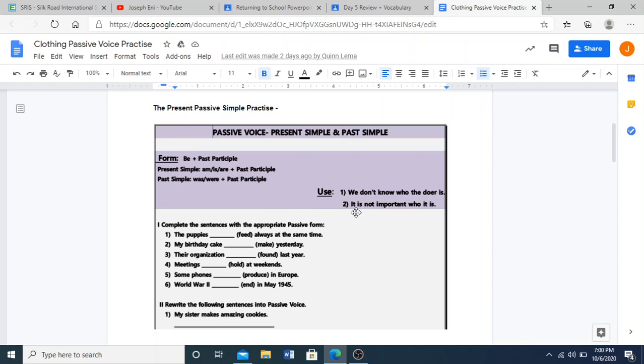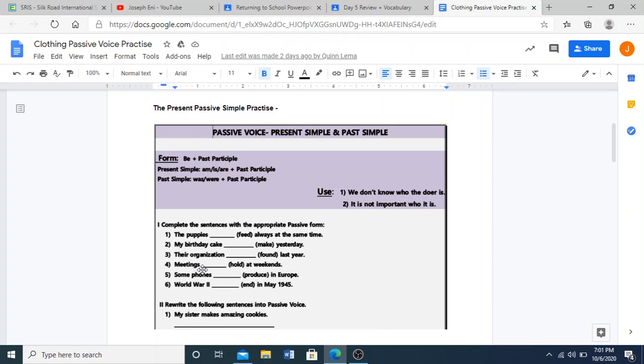Now, how do we use it? We don't know who the doer is. If you don't know who the doer is, there's no need to put an agent. Okay? It is not important who it is. In these cases, we don't use the agent by whoever does the action in two cases. The first case is if we don't know who the doer is, and the second is if the doer is not important.